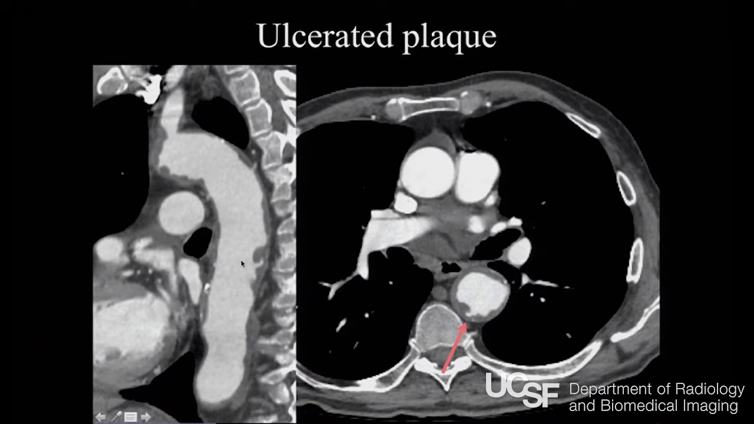You can see these little craters, but when you look at the external contour of the aorta on the sagittal view, you can see that there's not really a focal bulge where you see that contrast extending into the atherosclerosis. Whereas if it was a penetrating ulcer, we would expect this to be bulged out.